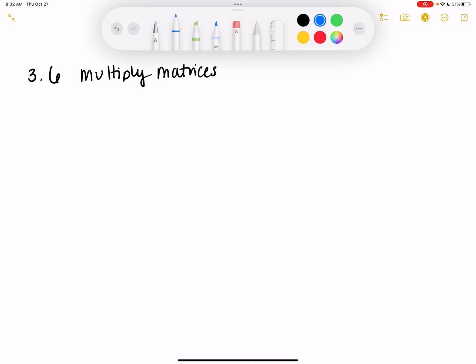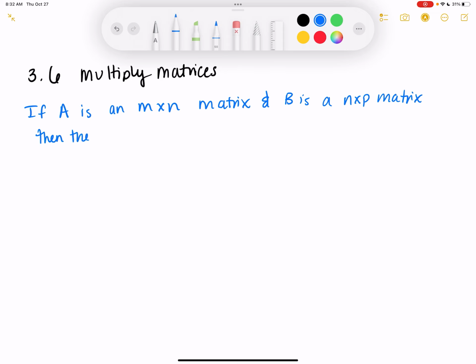All right, so if A is an n by m matrix and B is an n by p matrix, then the product is A times B, which is going to be an m by p matrix.